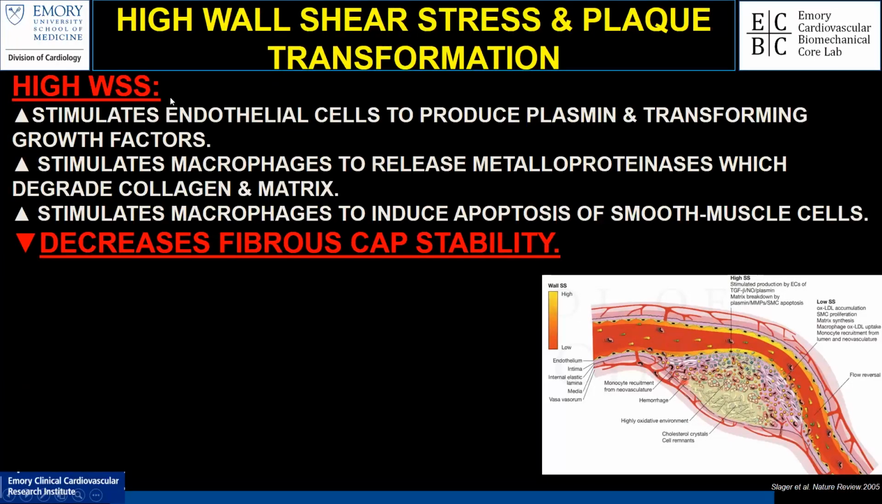High shear stress. So what about high shear stress? High shear stress stimulates endothelial cells to produce plasmin and transforming growth factors. It stimulates macrophages to release metalloproteinases, which degrade the collagen and matrix. And it stimulates macrophages to induce apoptosis of smooth muscle cells. Hence, high shear stress increases the necrotic mass, decreases the number of smooth muscle cells, and ends up decreasing the fibrous cap stability.